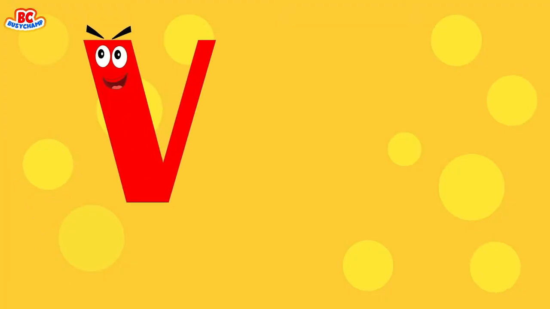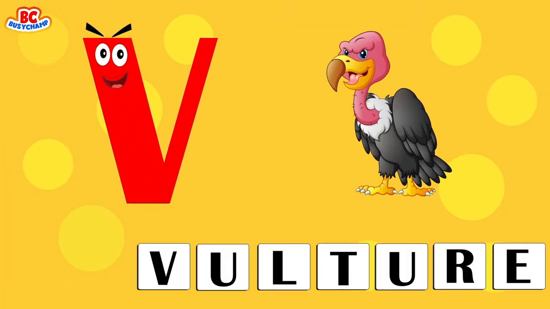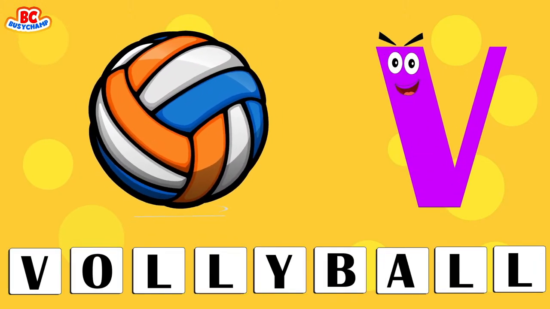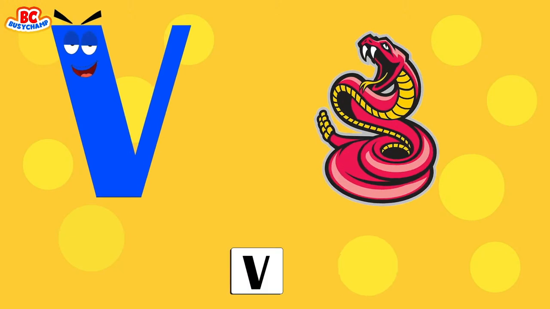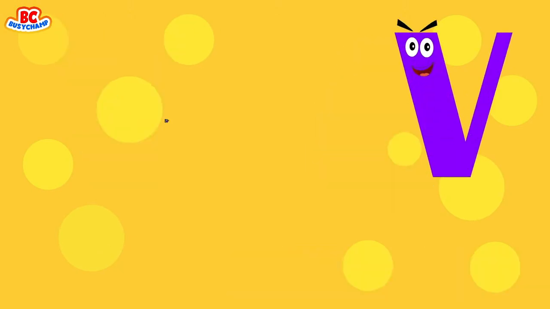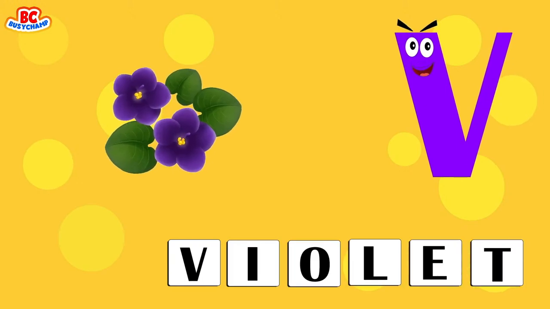V is for vulture. Vulture. V is for volleyball. Volleyball. V is for wiper. Wiper. V is for violet. Violet.